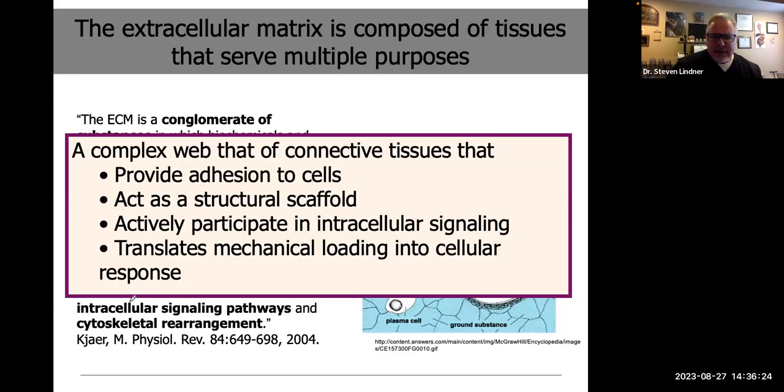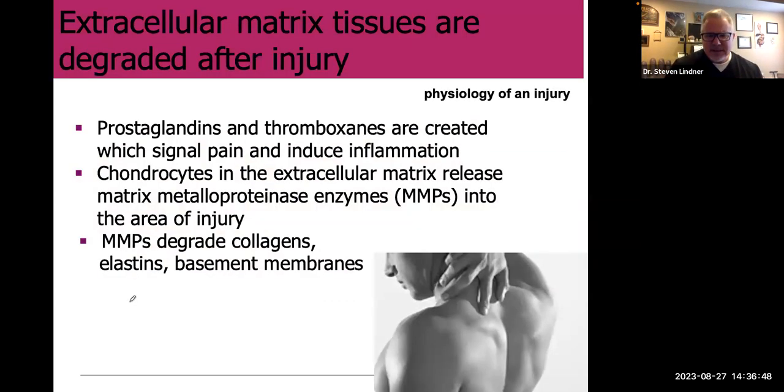So the ECM has multiple purposes. It provides adhesion for holding things together. It's the scaffolding, again, holding things together. It's involved in signaling from one cell to the other, the intercellular signaling. And it's involved in translating the mechanical loading into different cellular responses. So when a tissue gets damaged, the body releases prostaglandins, thromboxanes from cells, and these are involved in signaling pain and inflammation. The chondrocyte in the extracellular matrix is going to release MMP.